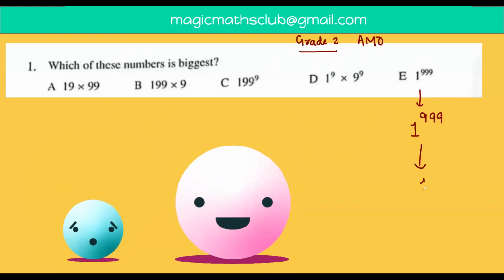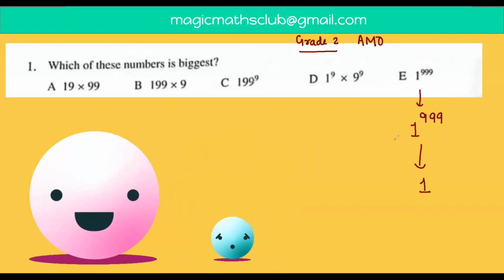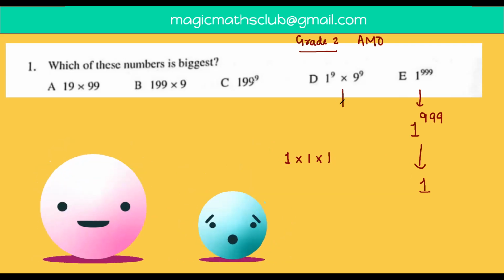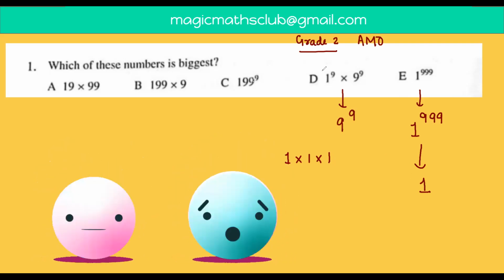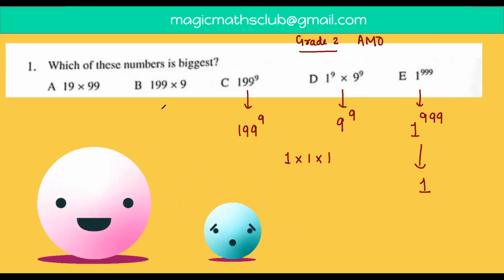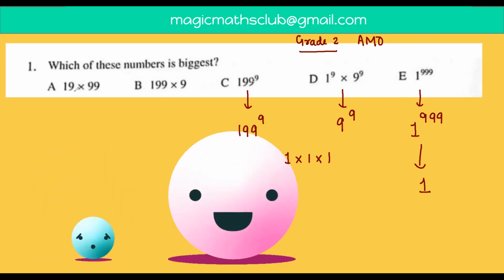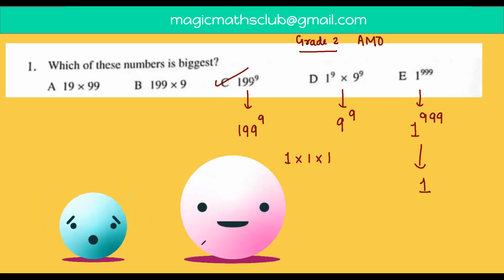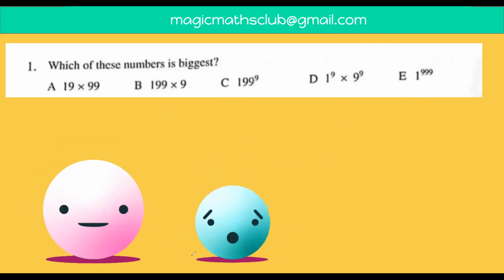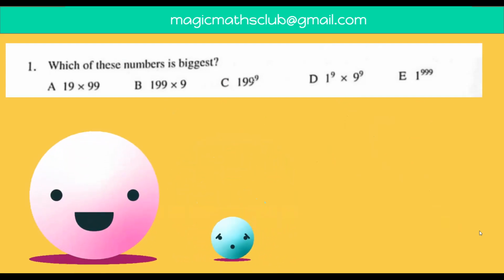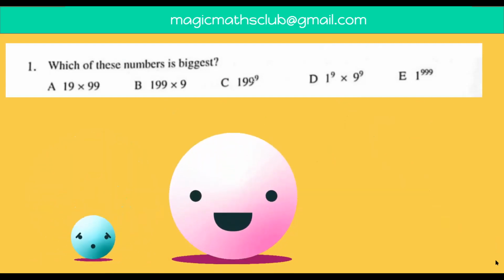Simply, this means 1, because 1 multiplied 9 times, 1 into 1 into 1, simply means 1. Similarly, this means 9 to the power 9. Here it goes 199 to the power 9, and here it's 199 times 9. So you can clearly mark this will be the biggest answer, right? You don't need to solve it. Another very easy one compared to grade 2. It was a very good question, but higher classes can do it very easily just by seeing the question.